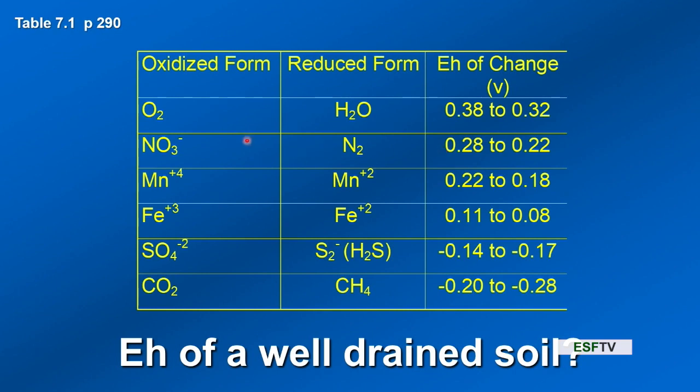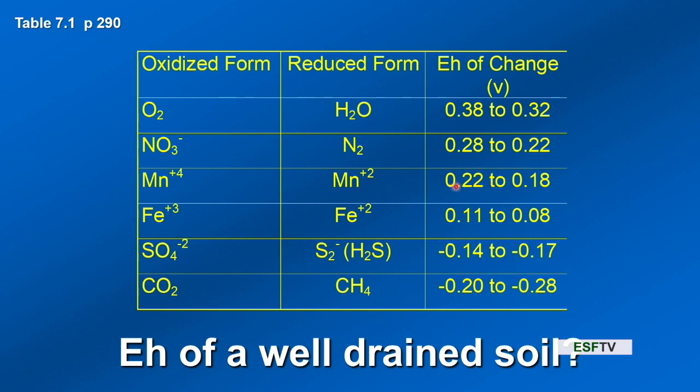After all the nitrate is used up, manganese is next, and manganese is reduced from Mn+4 to Mn+2. Note the change in valence, reduction in valence. And this occurs in the EH in the range of 0.22 to 0.18. So we're getting smaller yet. We're getting less and less oxygen, more towards anaerobic and anoxic.